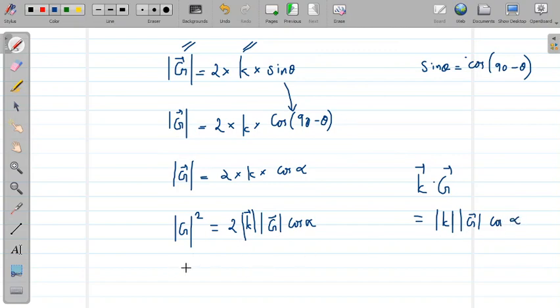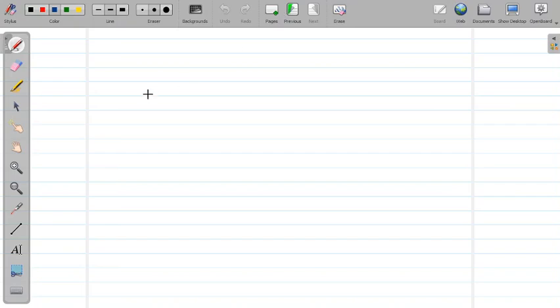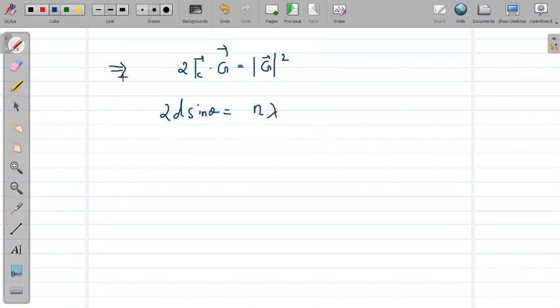So I can modify this to be mod g square equal to 2 into k bar dot g bar. So this is another representation of Bragg's law. 2 into k bar dot g bar equal to mod g square. In the reciprocal lattice, just like we define 2d sin theta equal to n lambda, we can state Bragg's law as this equation, 2 into k bar dot g bar equal to mod g square.